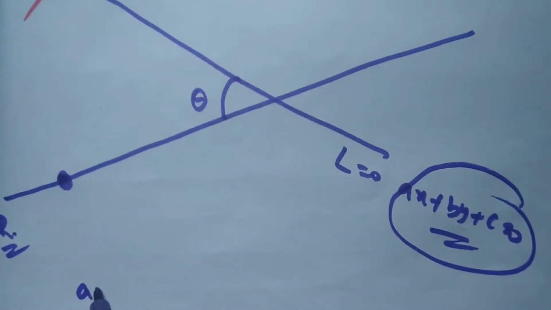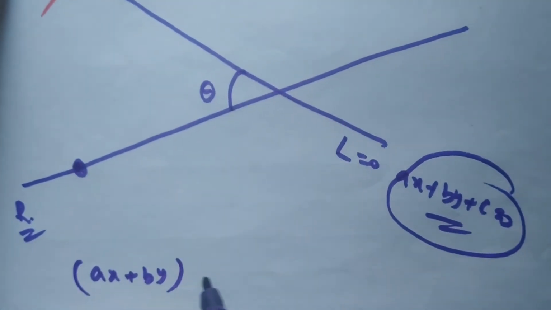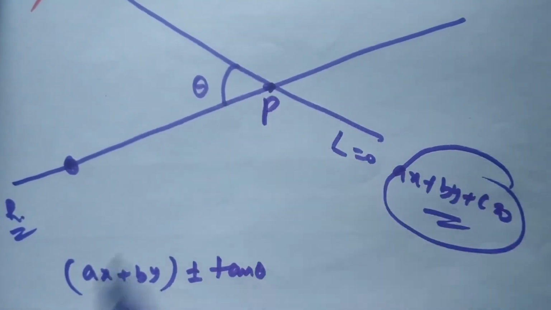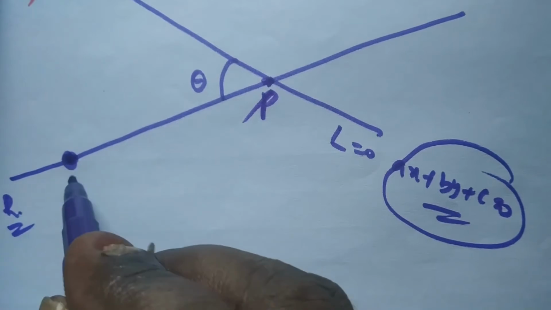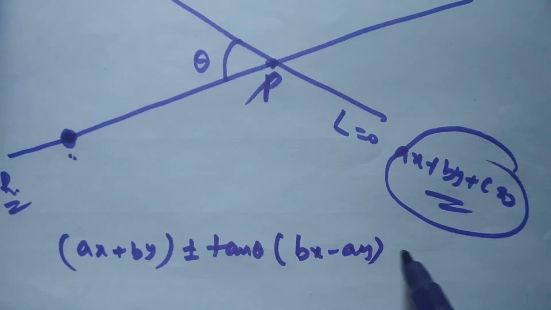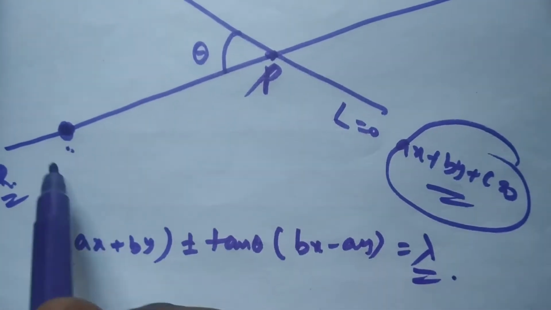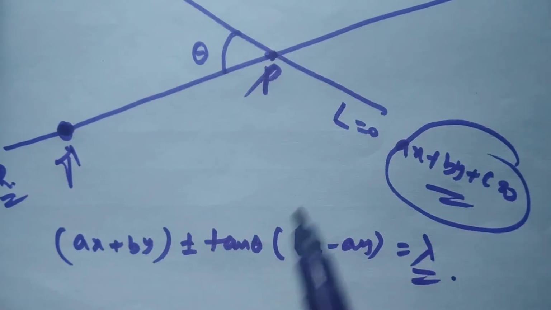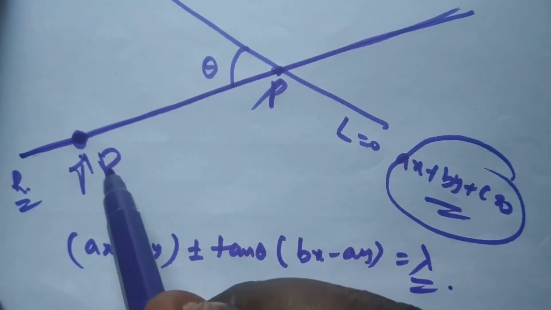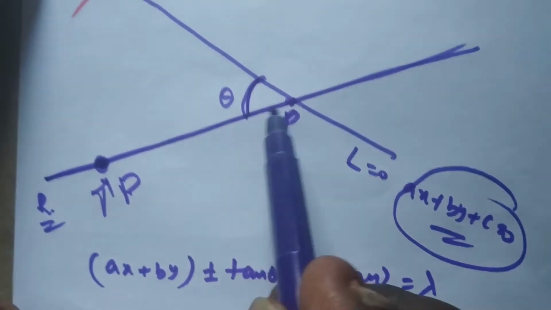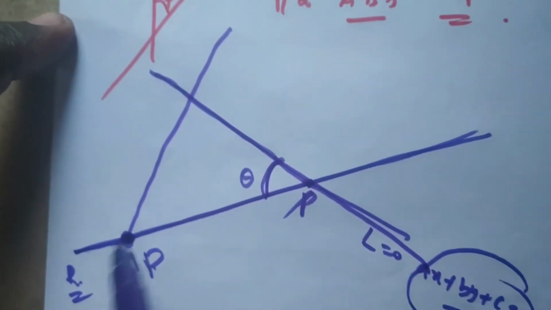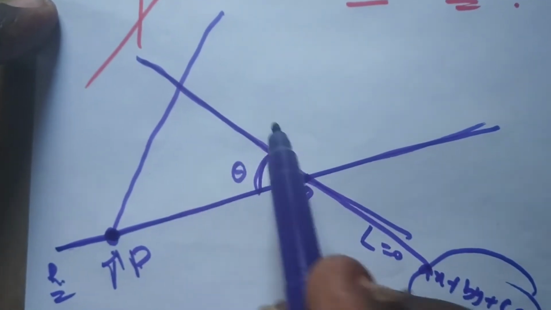Write the parallel form ax plus by plus or minus tan theta into bx minus ay equal to lambda, say. You know the angle between the lines, and you know the point. Lambda is obtained by substituting this point. This is the line passing through your point P and making an angle theta with this line. There exists another line also passing through your point P that makes an angle theta with the line.